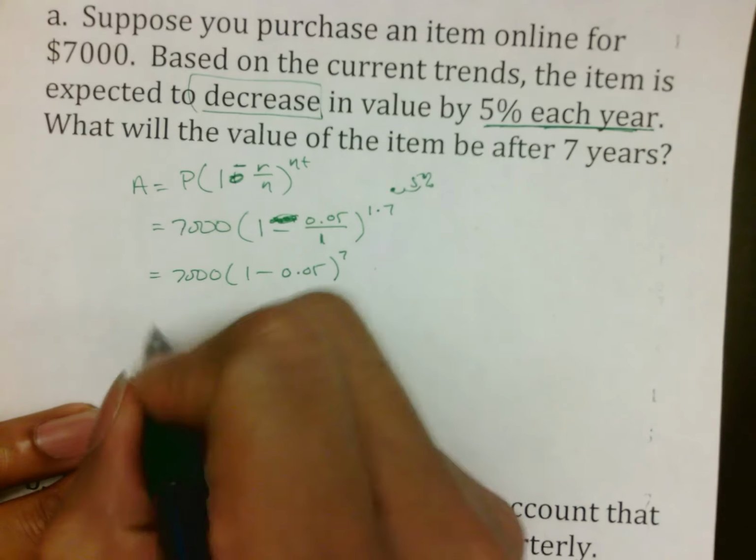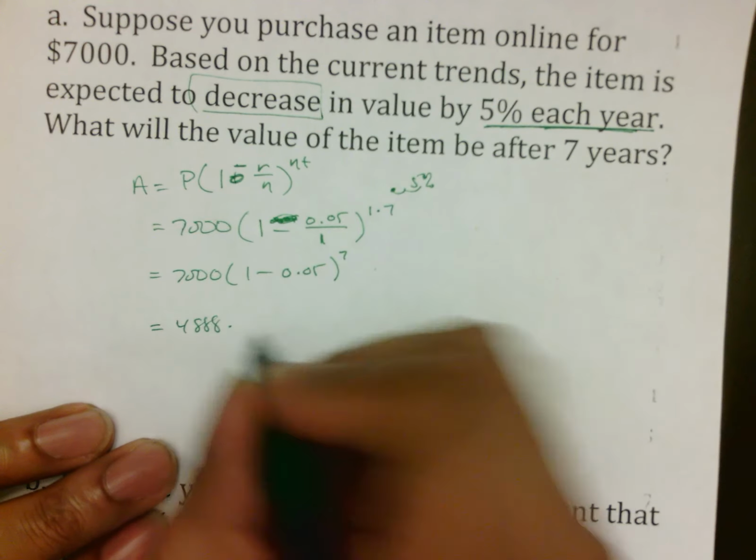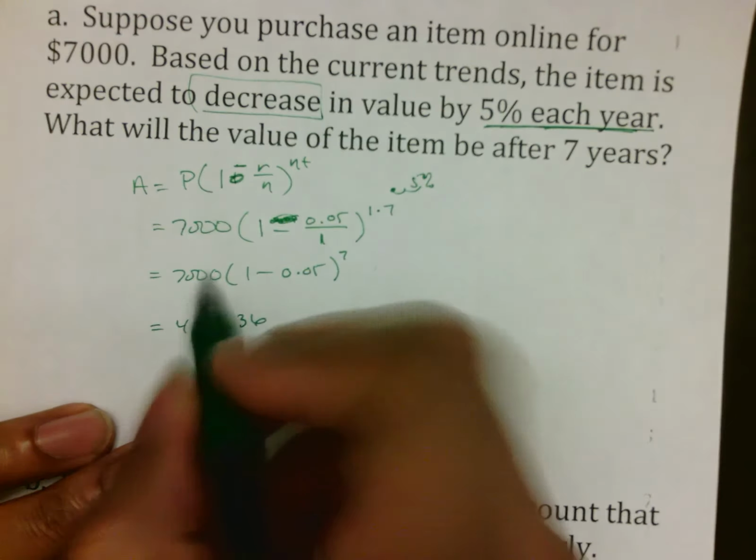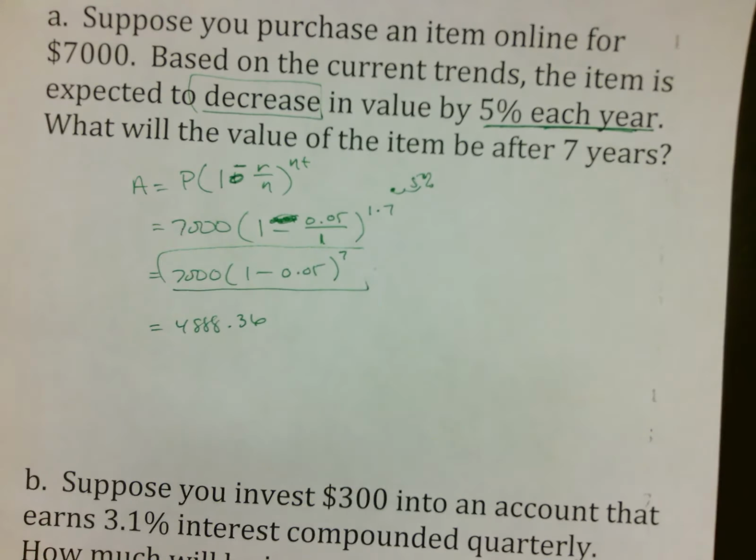$4,888. I'm sorry, $4,888.36. Again, once you get here, all you have to do is just type in whatever you got in that formula, and you should be good to go.